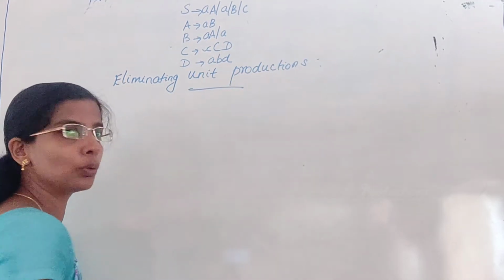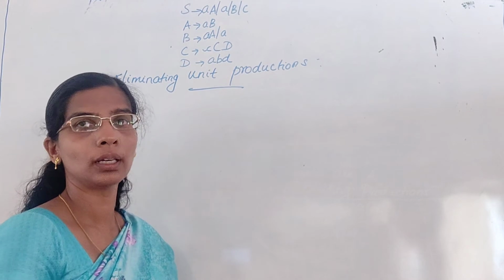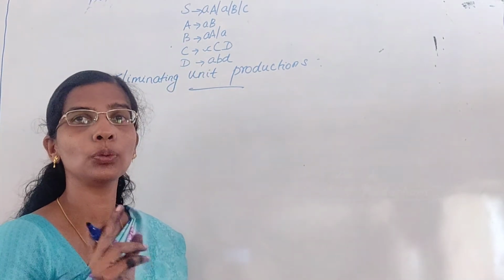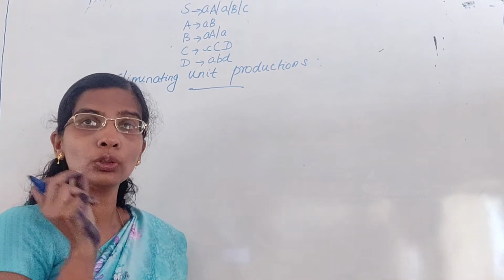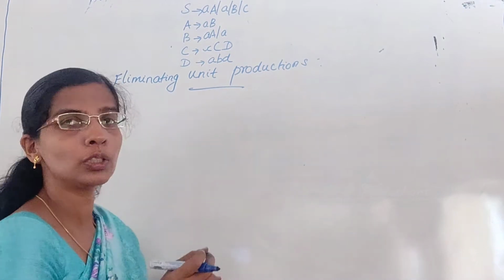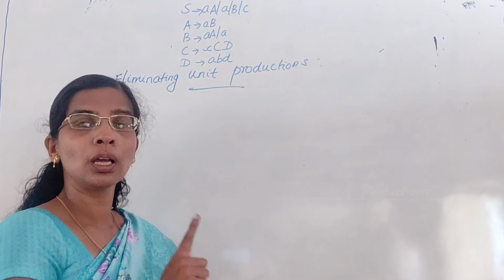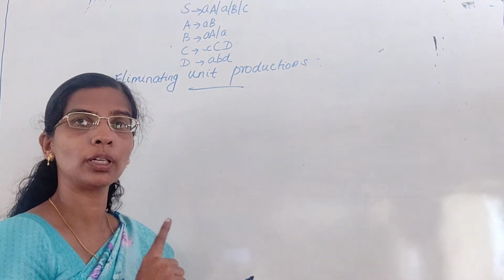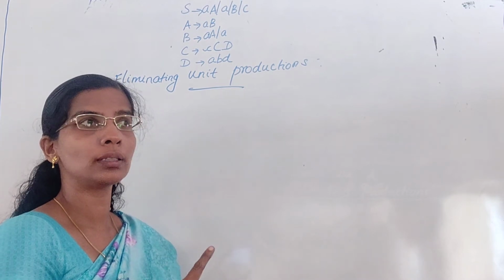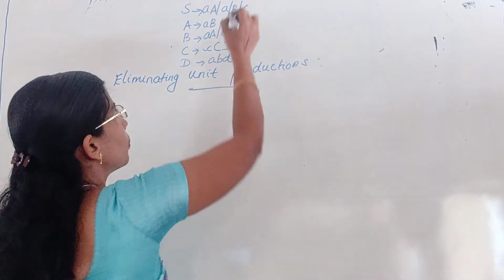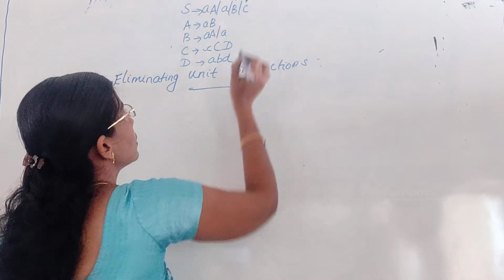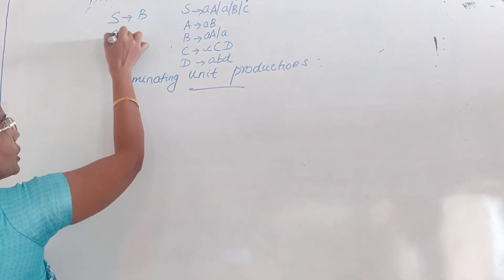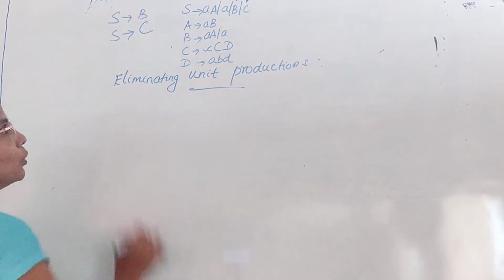In eliminating unit productions, right, you can start writing from the last productions. Wherever a unit production is there, only those productions we have to eliminate. What is a unit production? Only one non-terminal in the RHS. Right? If your grammar has only one non-terminal in the RHS, that is your unit production. So B is one unit production, C is one unit production. That is, S tends to B is a unit production, S tends to C is a unit production.